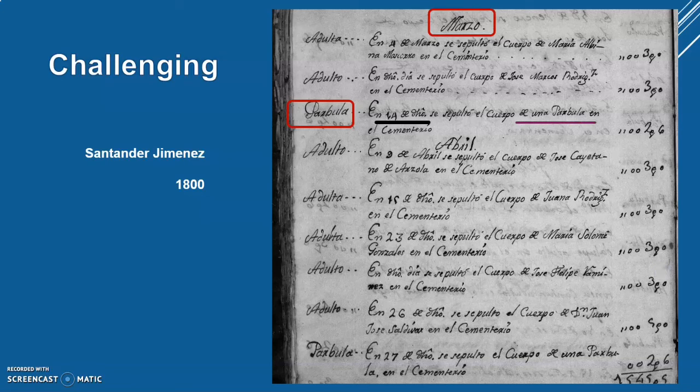And unfortunately, for this one, it doesn't even list the name of the child. So this is kind of common, that when they say Parvulo, it's going to say a child that's buried in the cemetery. You've got an adult here on April the 14th. I'm sorry, that's the 15th. And the name of the adult, of course, is just Juana Rodriguez, buried in the cemetery. That's all the information that you have.